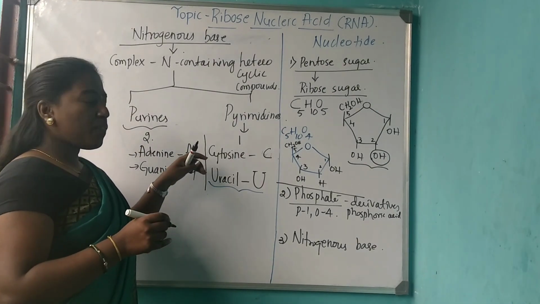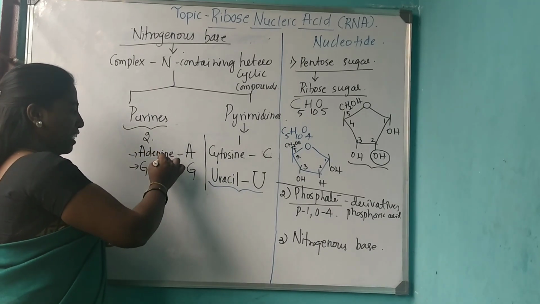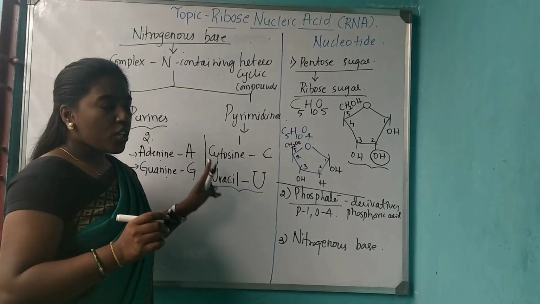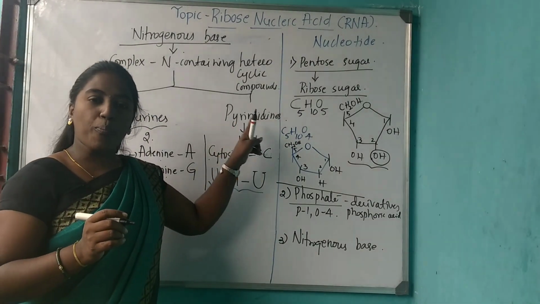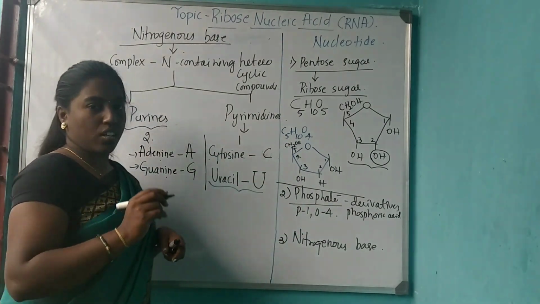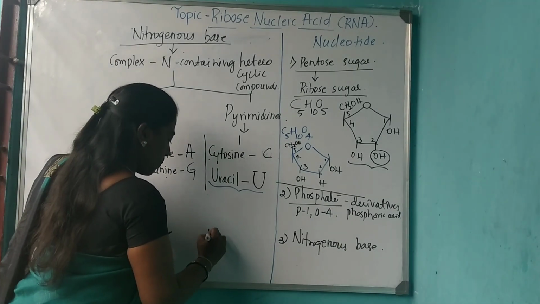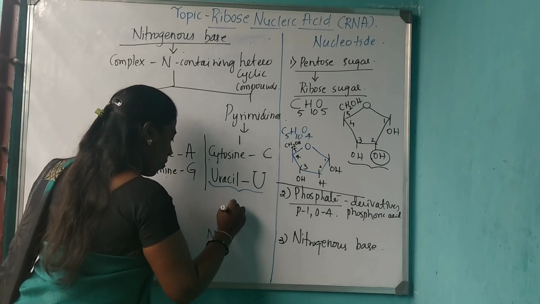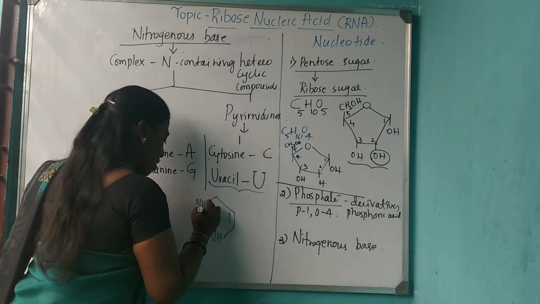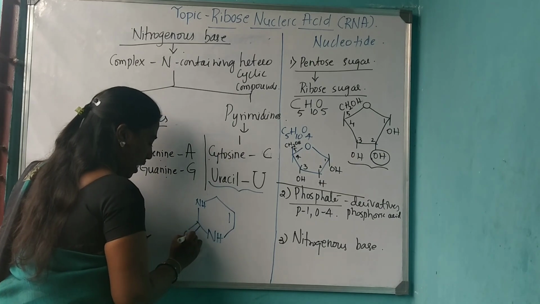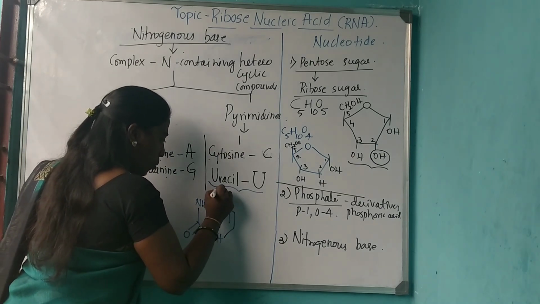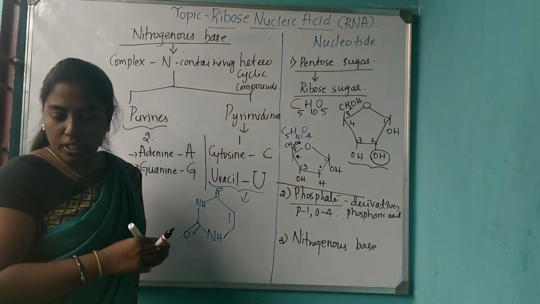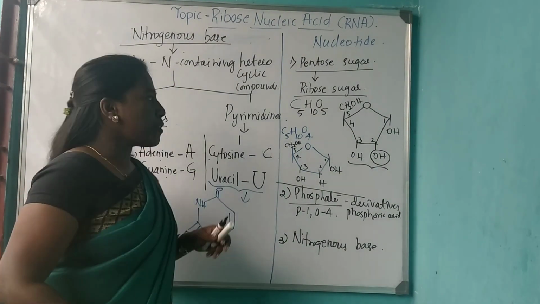Now, we have already discussed the structure of adenine, guanine and cytosine. So let us see the structure of uracil. As I told you, uracil is an example of a pyrimidine, so it is a single ring-like structure. Now let me write the structure of uracil. NH, double bond, NH. Then the functional groups here are O, double bond O, double bond O. So this is the structure of uracil.